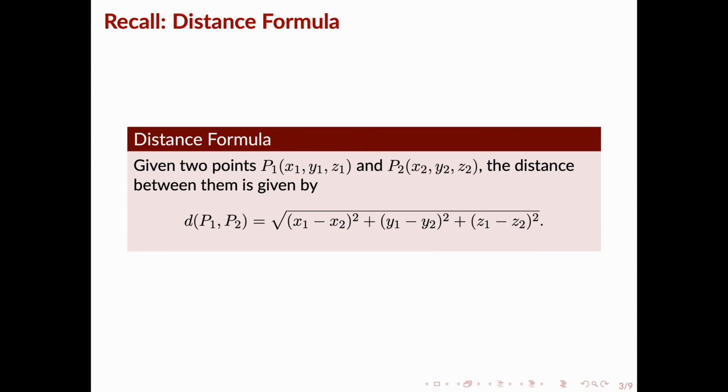Next, we recall the distance formula. Given 2 points, P1 of x1, y1, z1, and P2 of x2, y2, z2, the distance between them is given by the distance of P1 and P2 is equal to the square root of (x1 minus x2) squared plus (y1 minus y2) squared plus (z1 minus z2) squared.